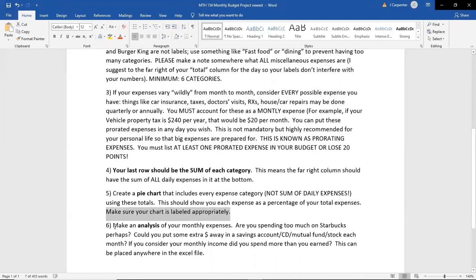And then somewhere you have to just make a sentence to paragraph analysis of your monthly expenses. I'm not going to take away points if I disagree with your analysis. I'm just going to say, hey, did they write a sentence or a paragraph? Did they actually look at the information they have? All right, cool. Full credit. That should be the easiest of these 6 sections to get complete.